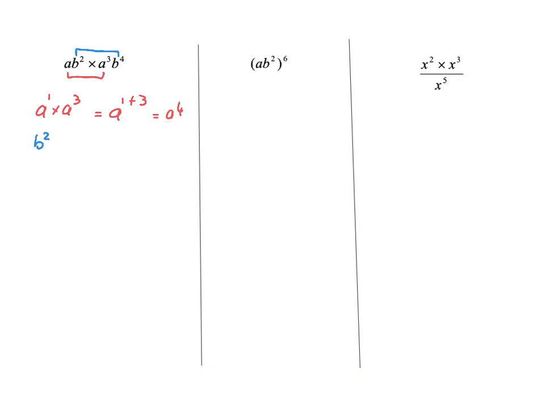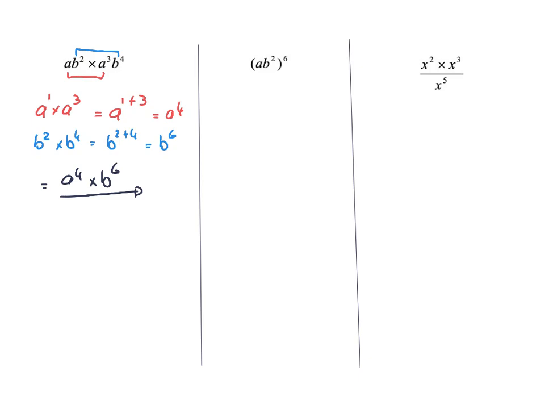I'll do exactly the same with the b's. So I have b squared times b to the power of 4. And because I'm multiplying those like bases, I'm going to add my exponents. And just to finish off, we end up with a to the power of 4 times b to the power of 6. Nice and easy, just to get us started.